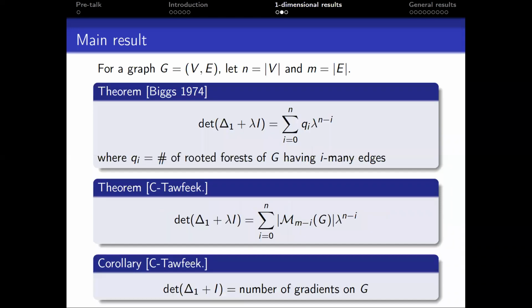All right. So then, just assembling the things together leads to the result that just considering the characteristic polynomial of the Laplacian will give you the number of gradient vector fields for Morse functions. All right.